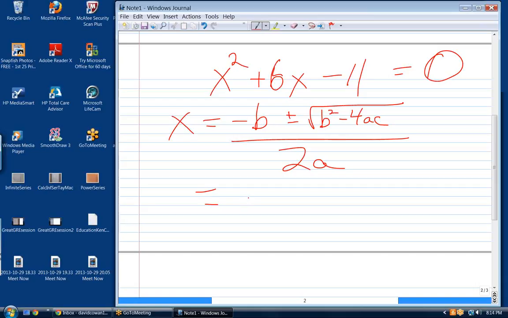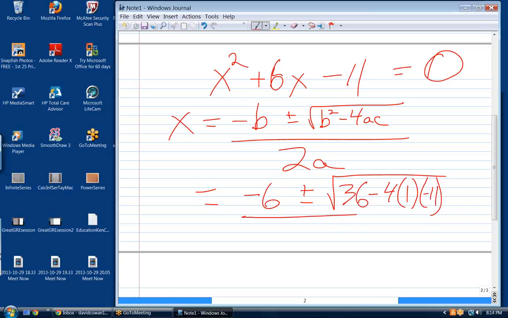Negative b would be negative 6, plus or minus the square root of b squared, which is 36, minus 4 times a, which is 1, times c, which is negative 11, all over 2.